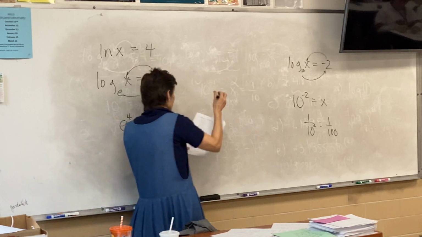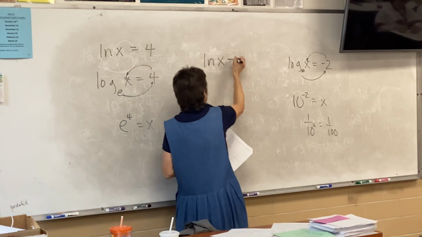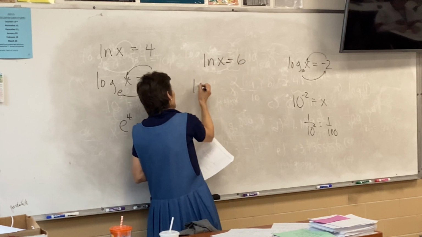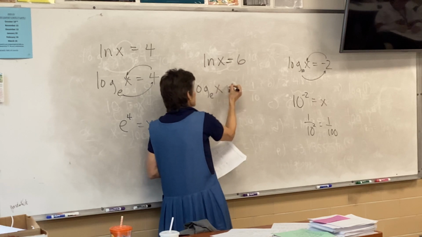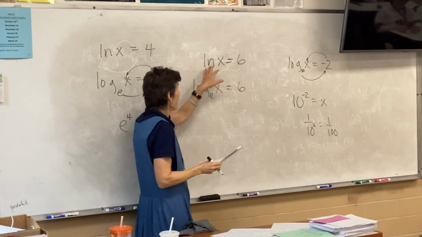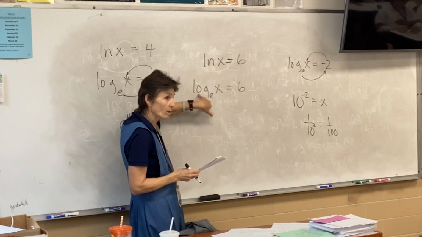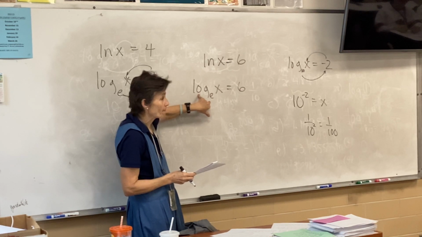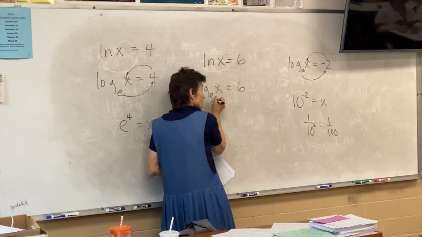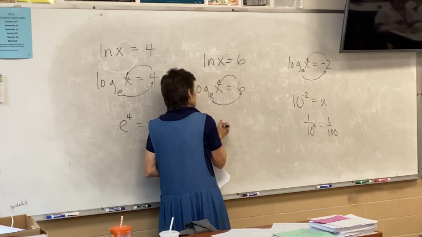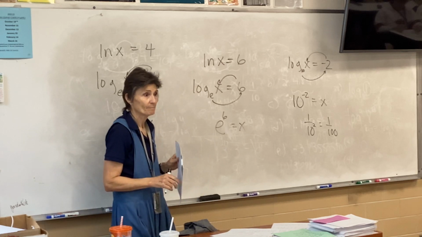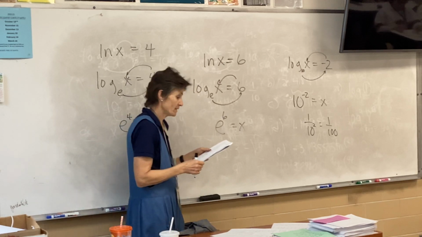All right, ln x equals 6. Same thing, we'll start by log base e of x equals 6. ln is log base e. It's like an abbreviation. So then, start with the base always. So e to the 6 equals x. Done. Finished.